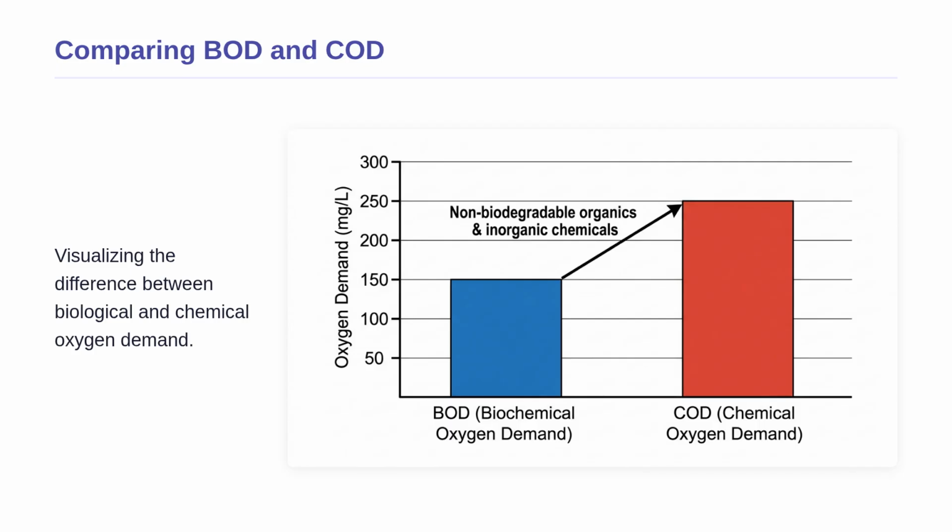The gap between the top of the BOD bar and the top of the COD bar, indicated by the arrow, represents the non-biodegradable organics and toxic inorganic chemicals that bacteria cannot process. This visual perfectly illustrates why COD gives us a more comprehensive picture of total pollution.